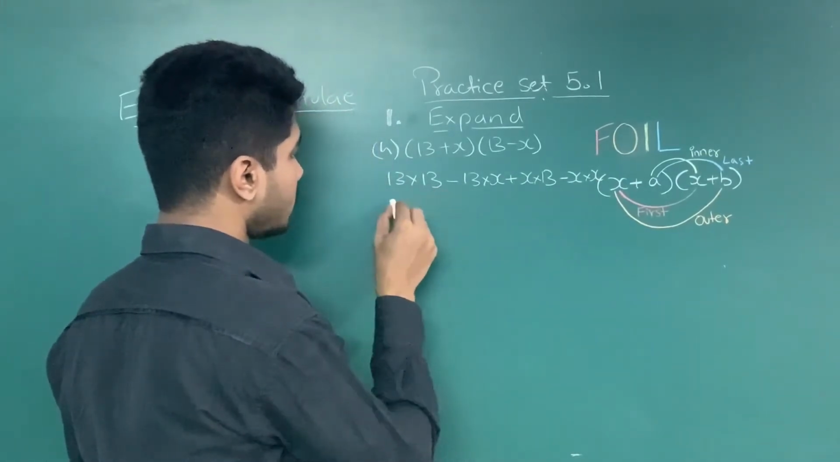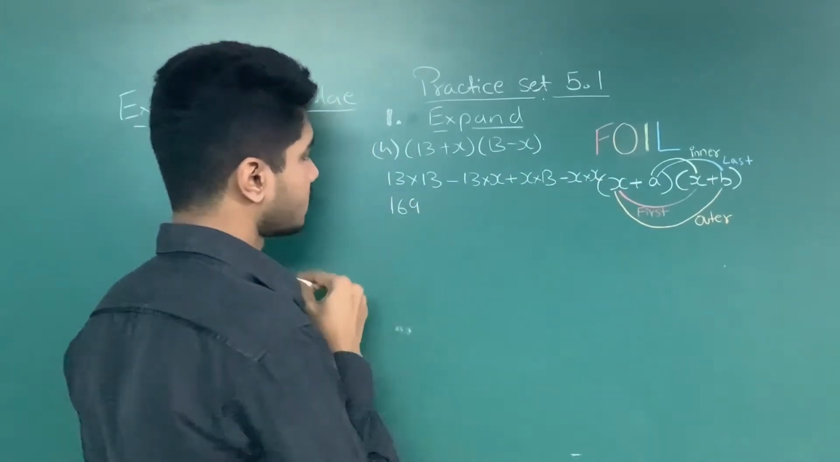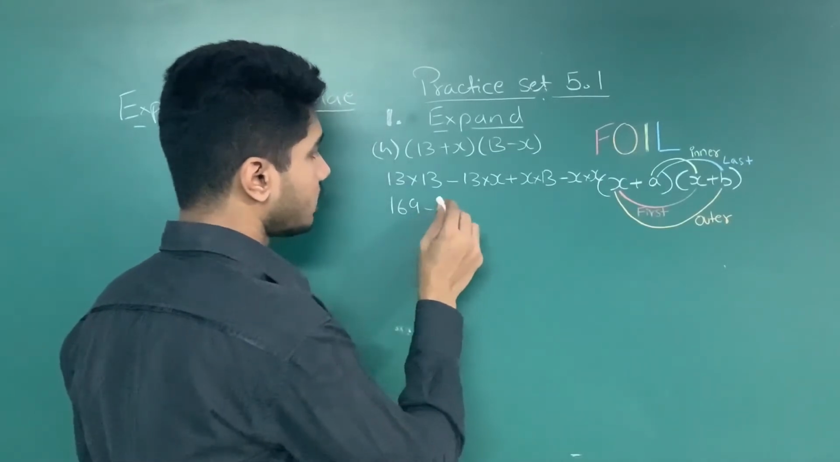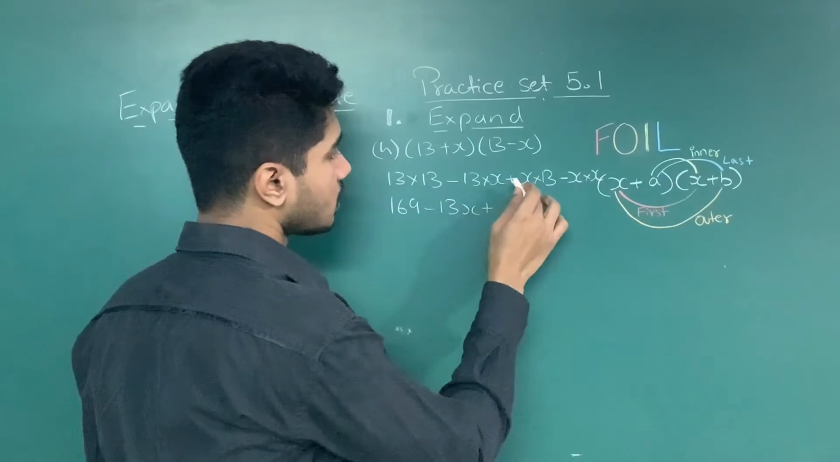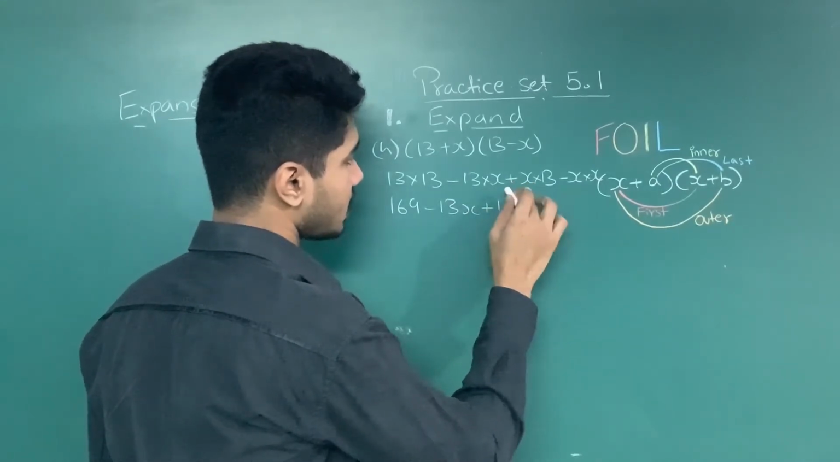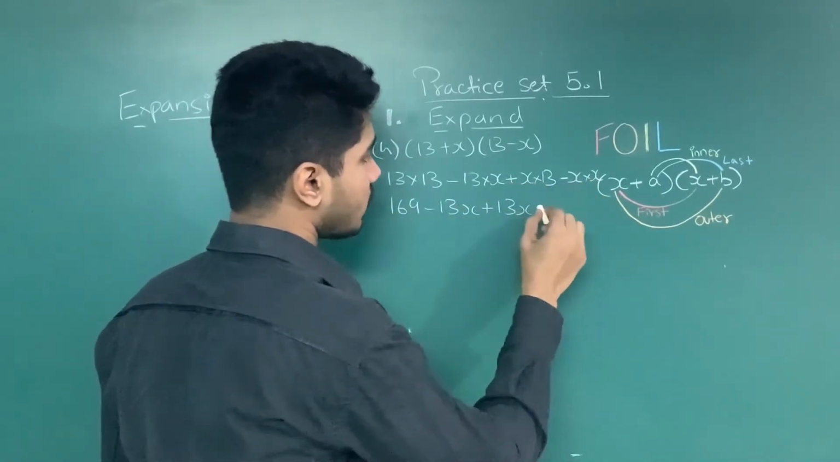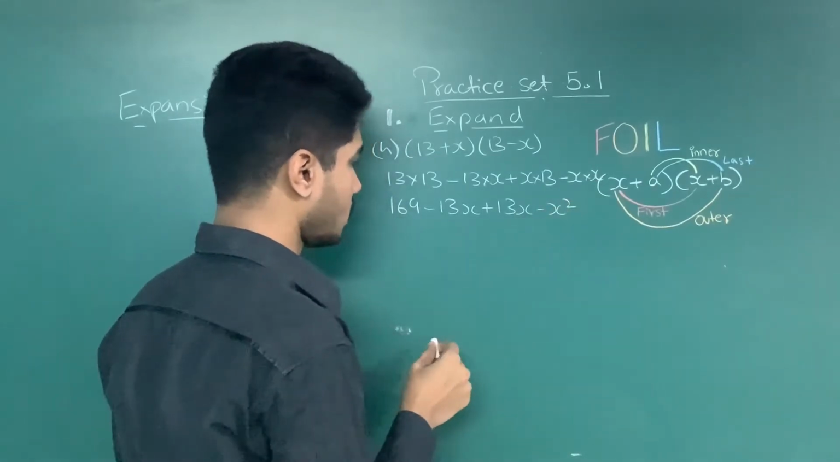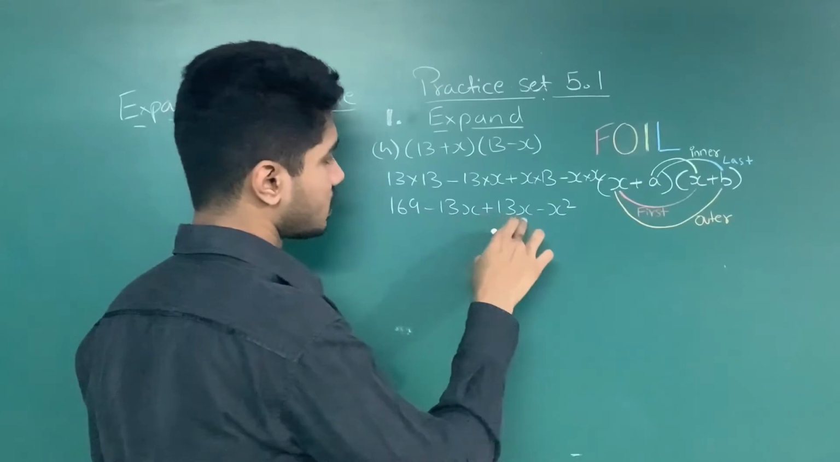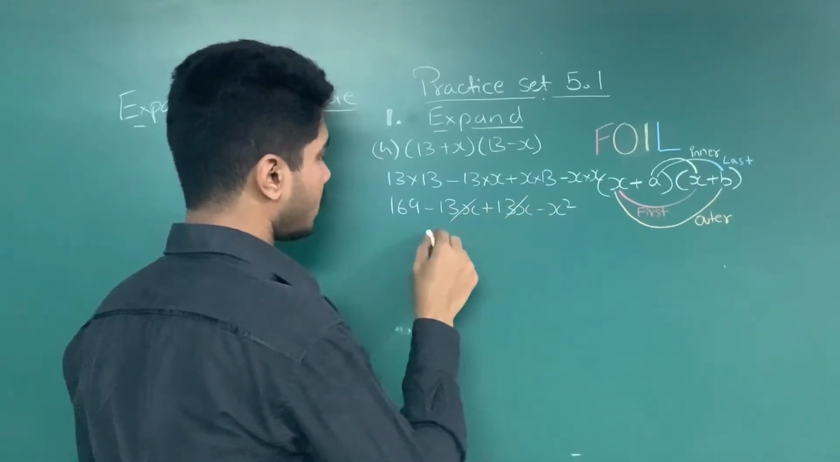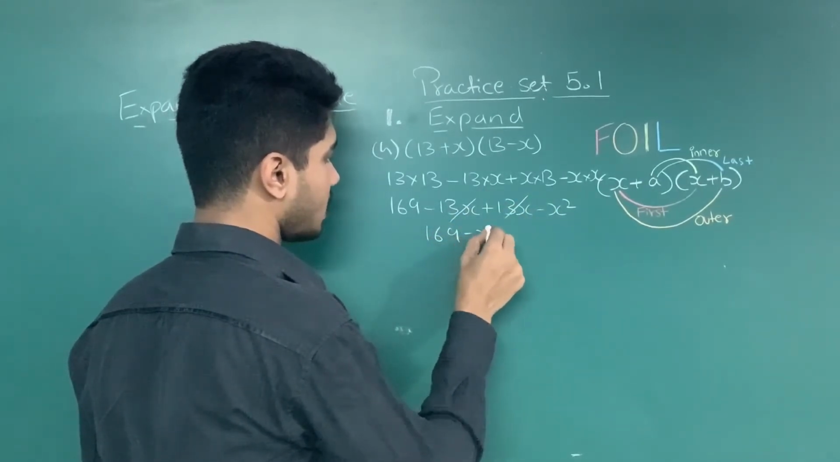Now 13 into 13 will give me 169, that is nothing but the square of 13, minus 13 into x will give me 13x, plus this also will give me 13x, that is x into 13, x into x will give me x square. Now over here if you see minus 13x plus 13x will get cancelled. You are left with 169 minus x square.